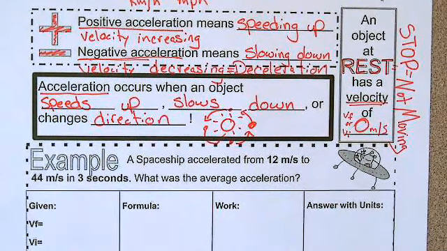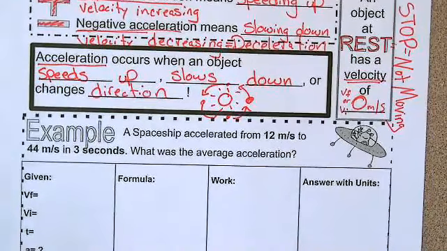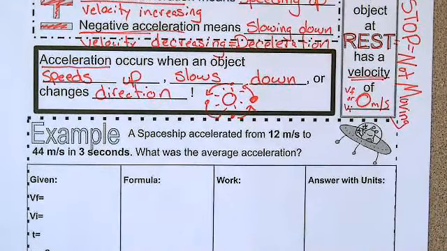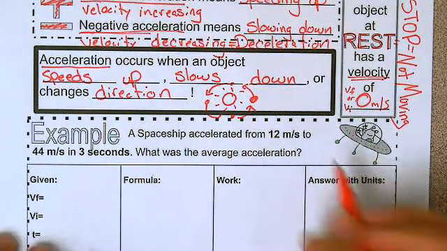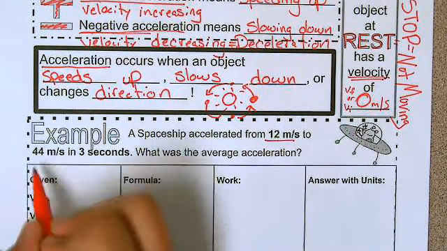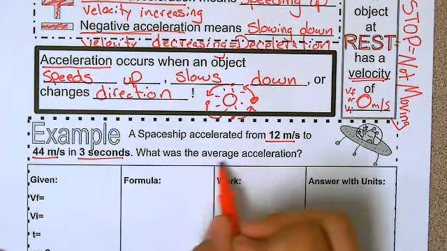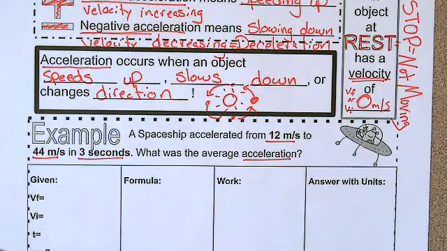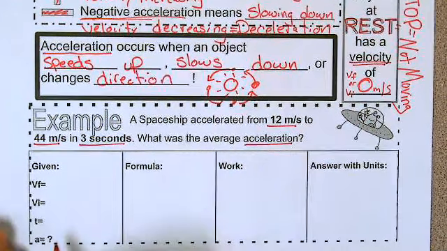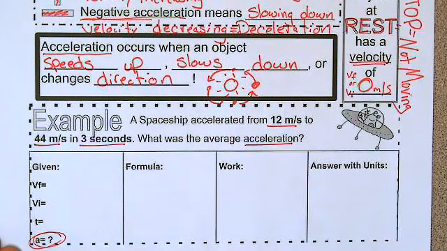Okay, so let's look at one example problem before we wrap up this intervention lesson. This example says a spaceship accelerates from 12 meters per second to 44 meters per second in 3 seconds. What is the average acceleration? So we are looking for acceleration. We want to know what is that acceleration.